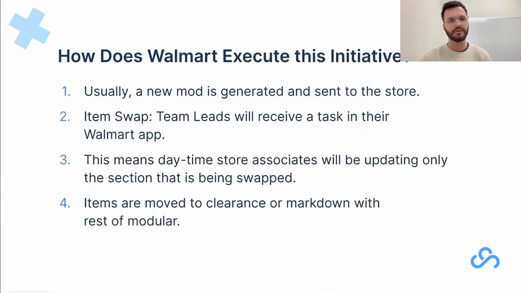How does Walmart execute this initiative? Usually a new mod is generated and sent to the store. With item swap, team leads will receive a task in their Walmart app. This means daytime store associates will be updating only the section that is being swapped. Items are moved to clearance or markdown with the rest of the modular.